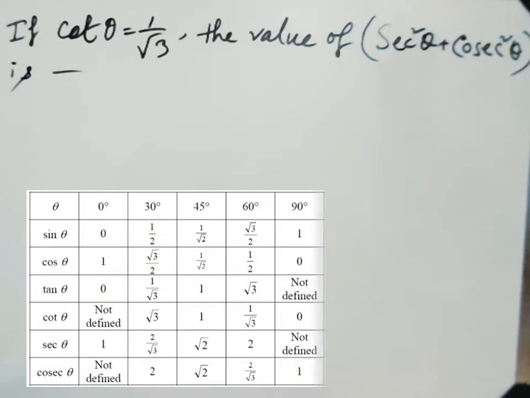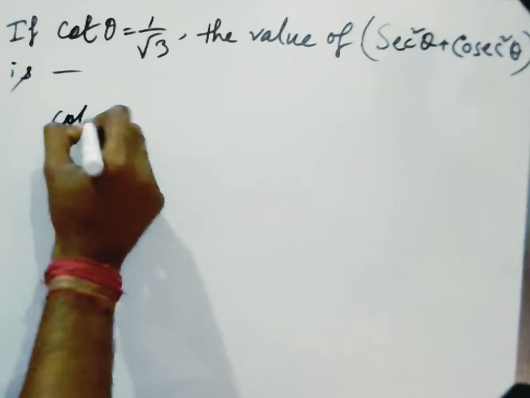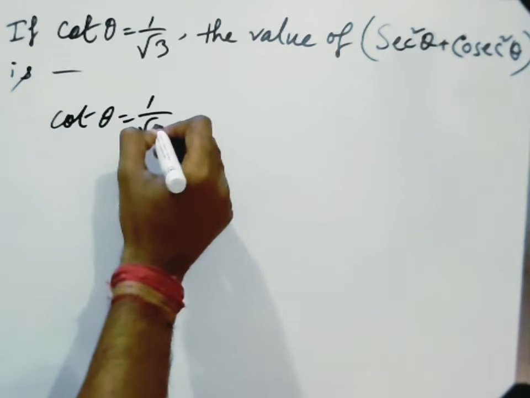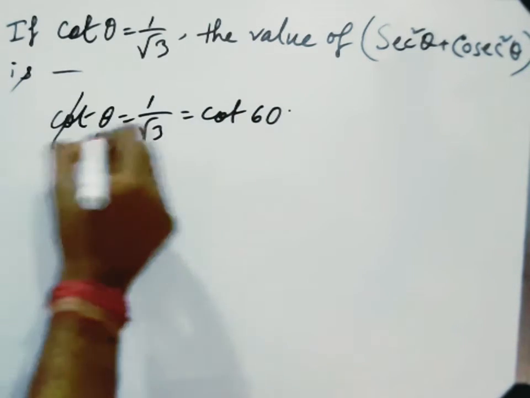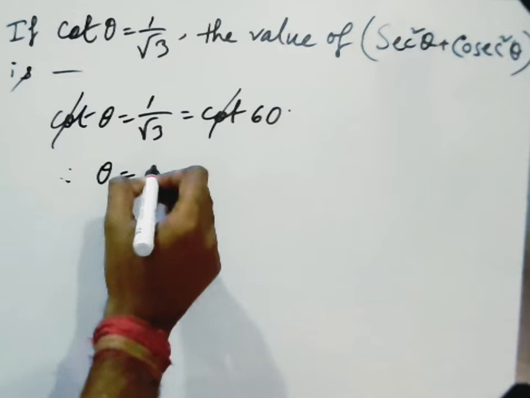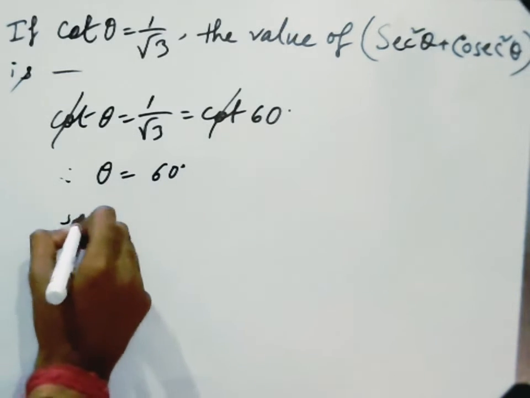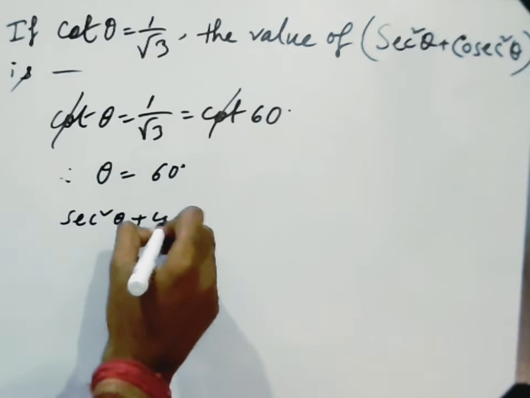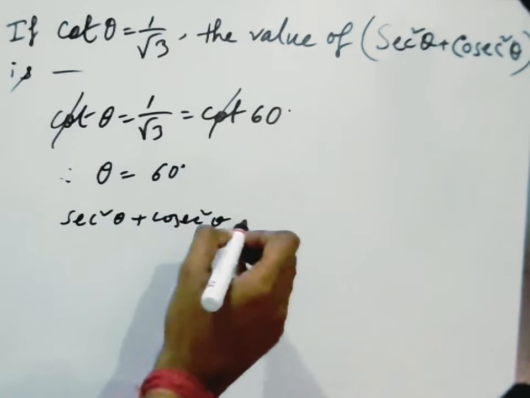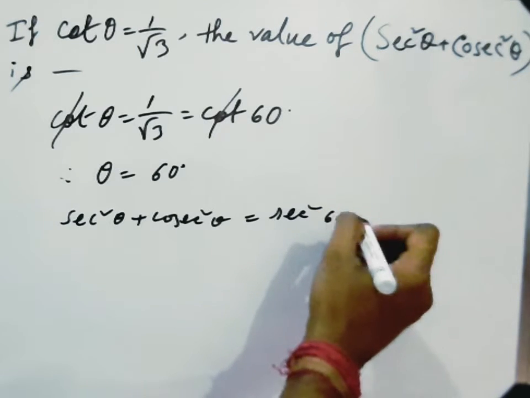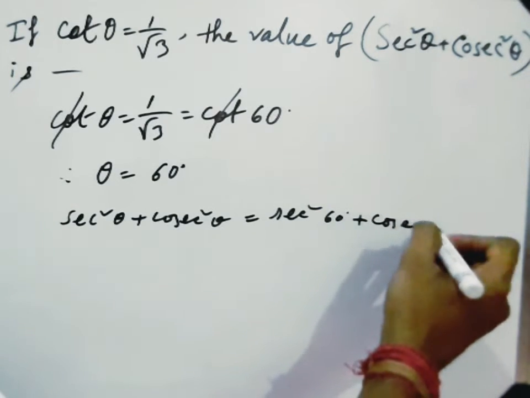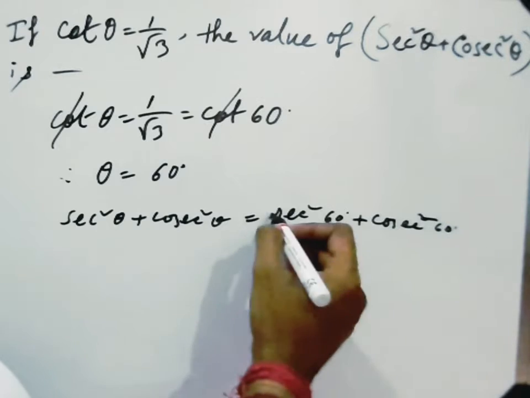Next question is, if cot theta equal to 1 by root 3, then the value of sec square theta plus cosec square theta is. So cot theta equal to 1 by root 3, so cot 60 degree. So we can cut cot cot, therefore theta equal to 60 degree. So now sec square theta plus cosec square theta equal to sec square 60 degree plus cosec square 60 degree.